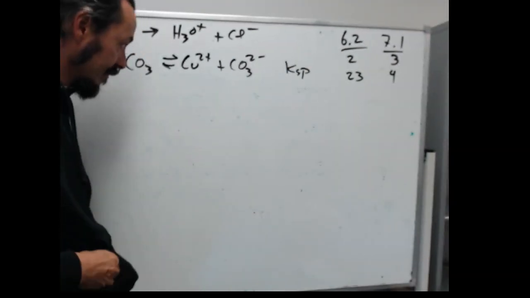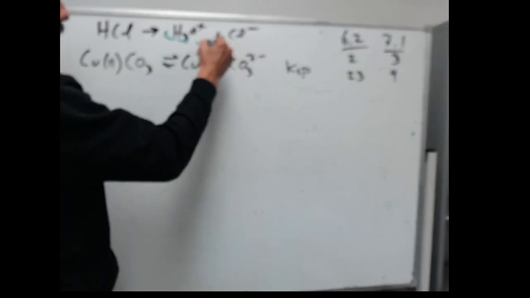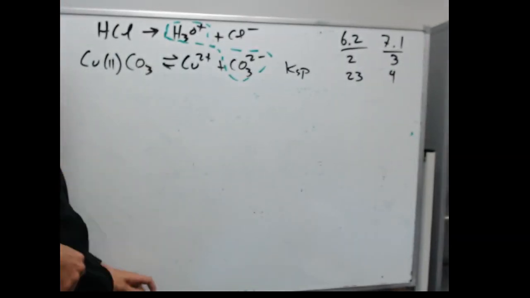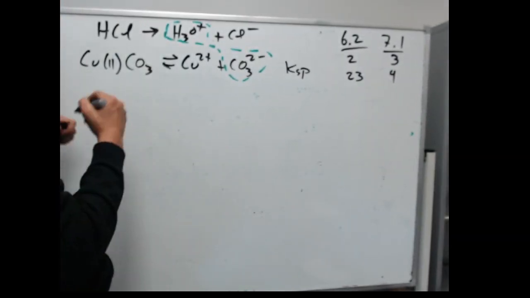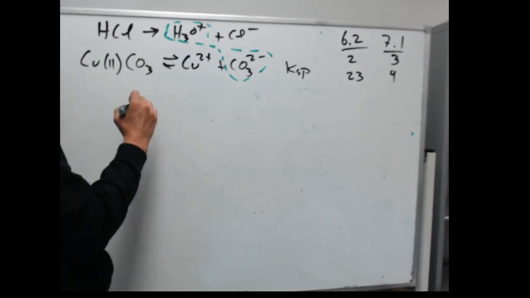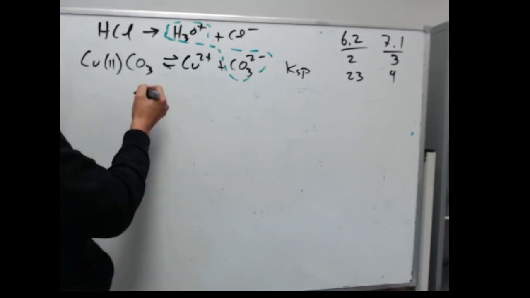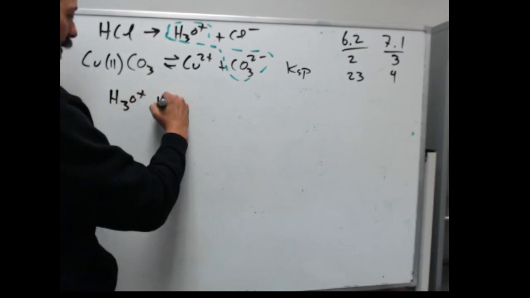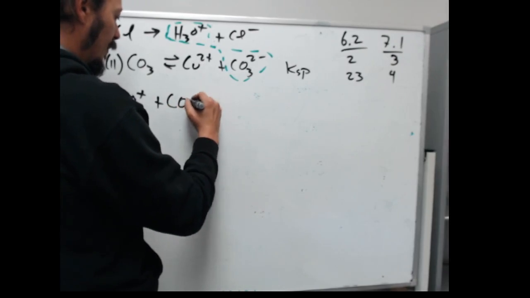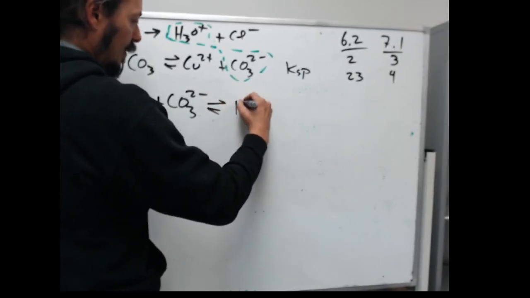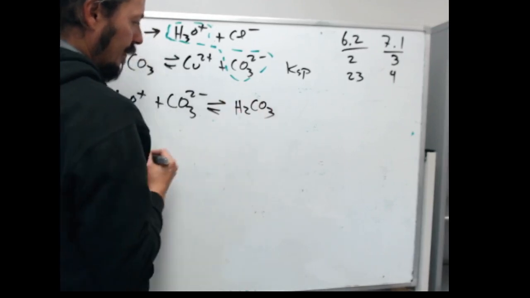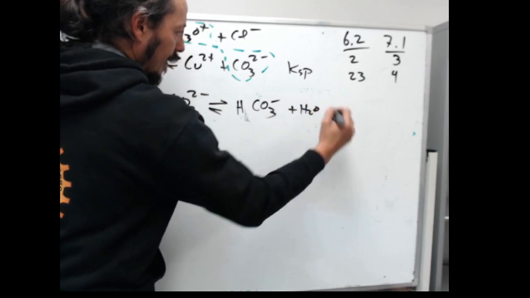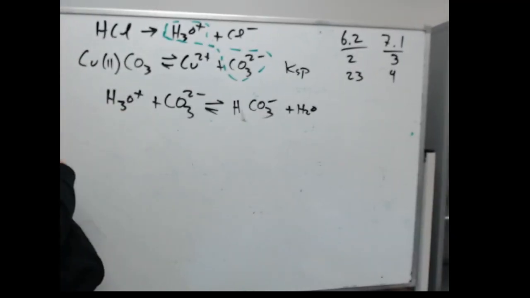But then this H3O plus and this CO3 2 minus make an acid-base equilibrium, and so I can have H3O plus and CO3 2 minus goes to HCO3 minus plus H2O. And this one, what equilibrium does this look like?